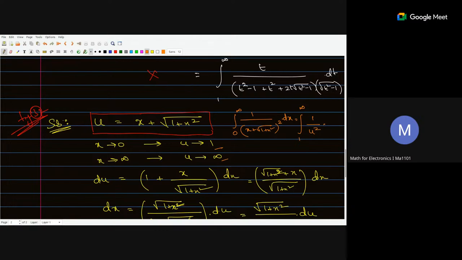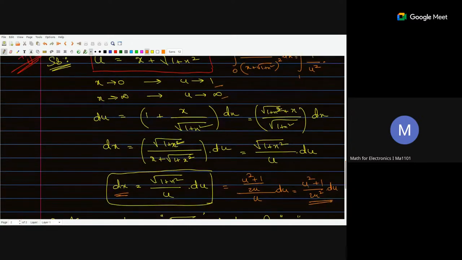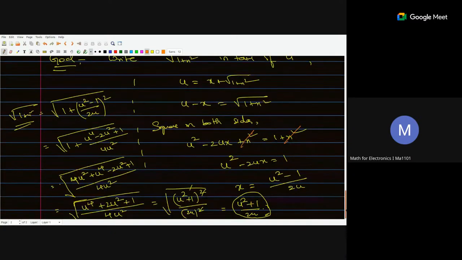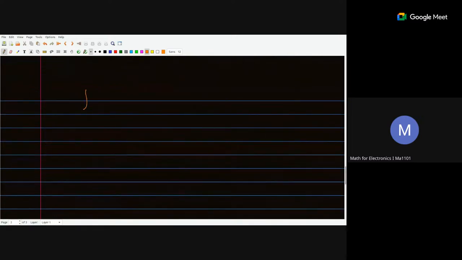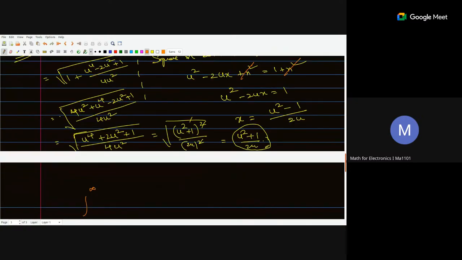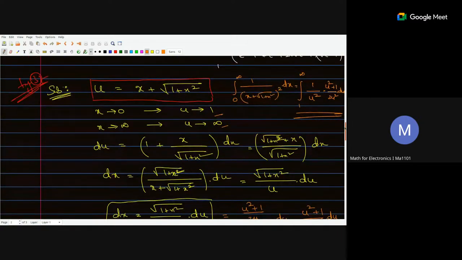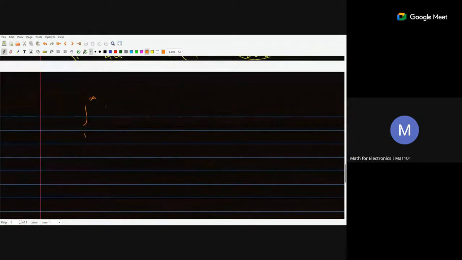Now, what is dx we got? dx we got as (u square plus 1) by 2u square du. Now, you see there are no square root terms, so I will just take this. What we got is the integral from 1 to infinity of 1 by u square times (u square plus 1) by 2u square du, that is (u square plus 1) by 2u power 4 du.